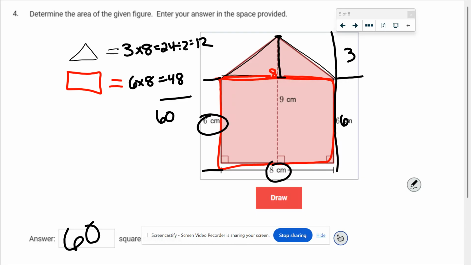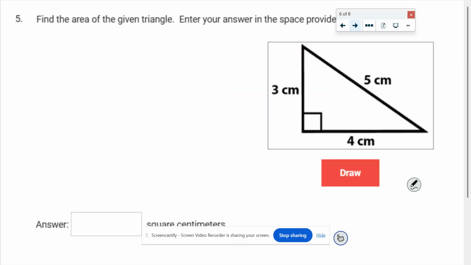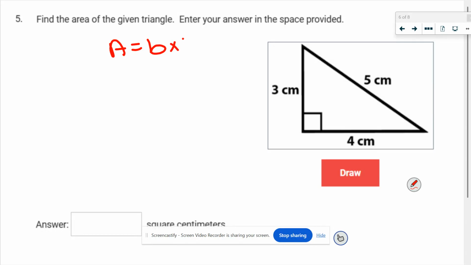All right, let's keep going. Find the area of the given triangle, enter your answer in the space provided. All right, so first let's write our formula to get the area of a triangle. We do base times height divided by 2. We need to pick out our base and height, and we do that by looking for the right angle. And the base and the height are the ones that make that right angle.